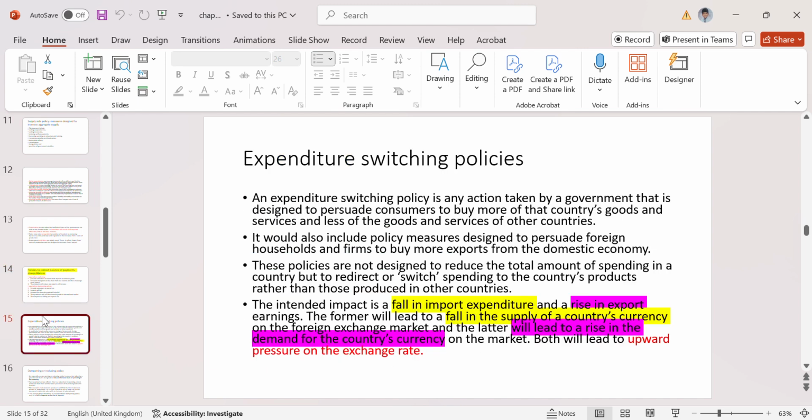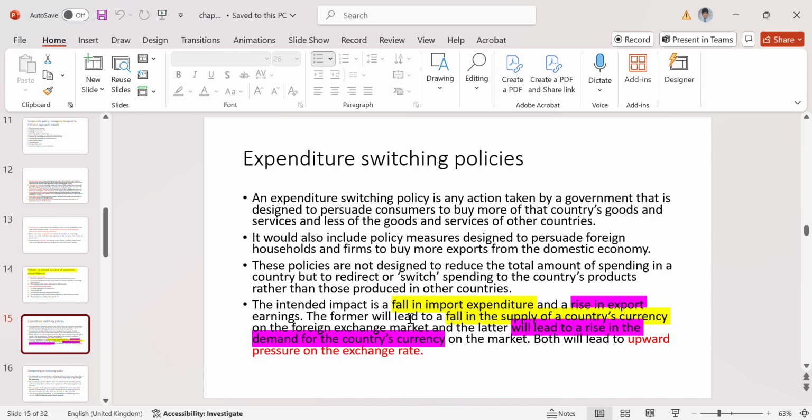Let's study expenditure switching policy in much more detail. Now, expenditure switching policy, as explained earlier: in this policy, the government aims to persuade the consumers to buy more of the domestic goods rather than foreign goods. So people are tempted to switch from imports to domestic goods. So this will lead to a fall in import expenditure and an increase in the demand for domestic goods.